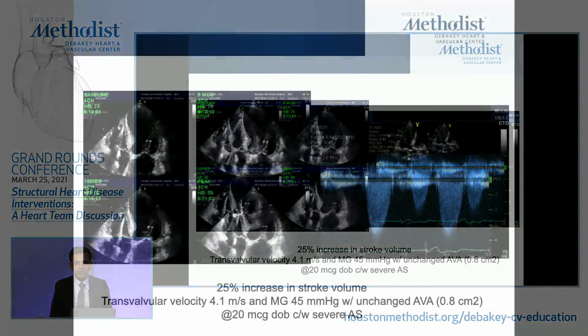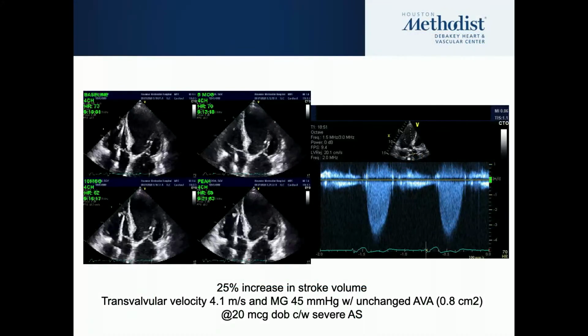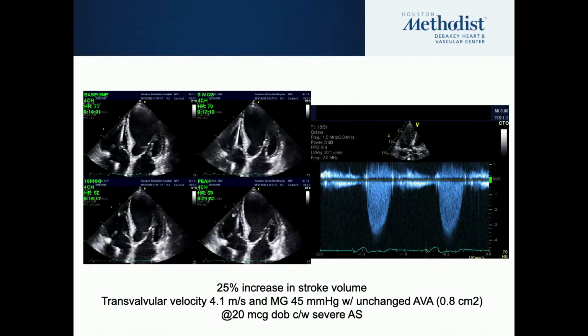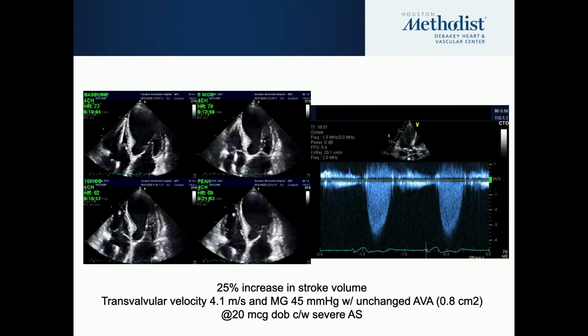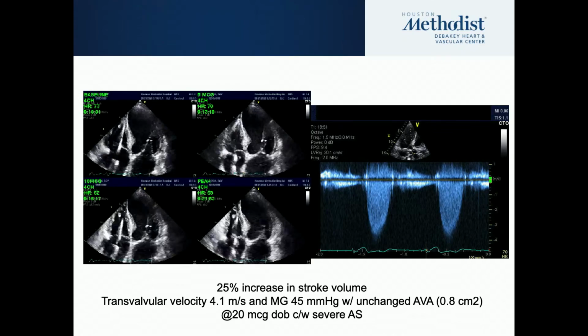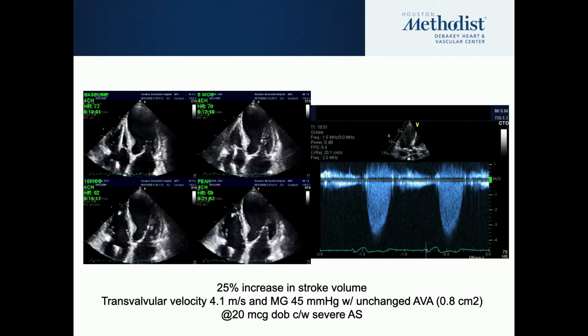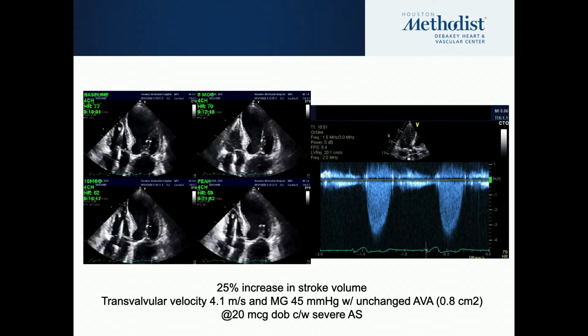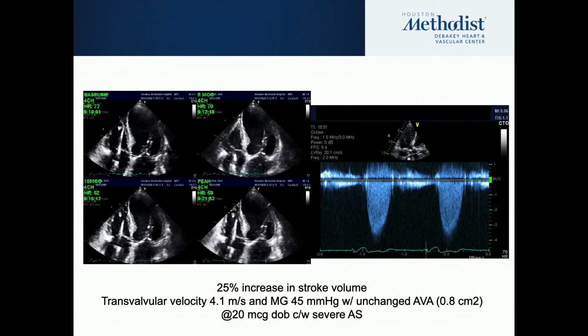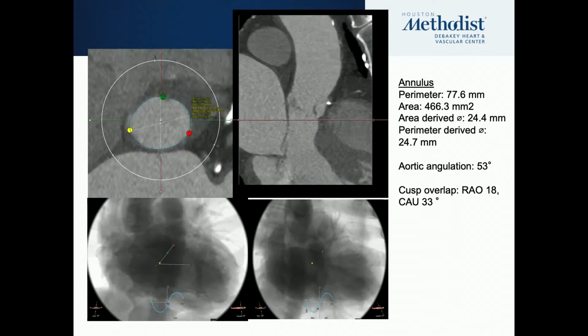The quad panel demonstrates the contractility of the LV from baseline all the way to the bottom right-hand corner at 20 mics of dobutamine. So we get a 25% increase in stroke volume, and his transvalvular peak velocity was 4.1 meters per second at the peak dobutamine dose, with a mean gradient of 45 and with an unchanged aortic valve area. So this essentially confirms severe aortic stenosis. It also raises into question the utility of the calcium score, which was suggestive of moderate AS.